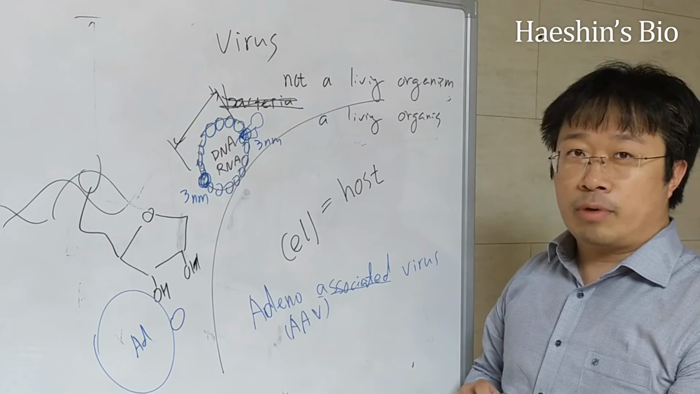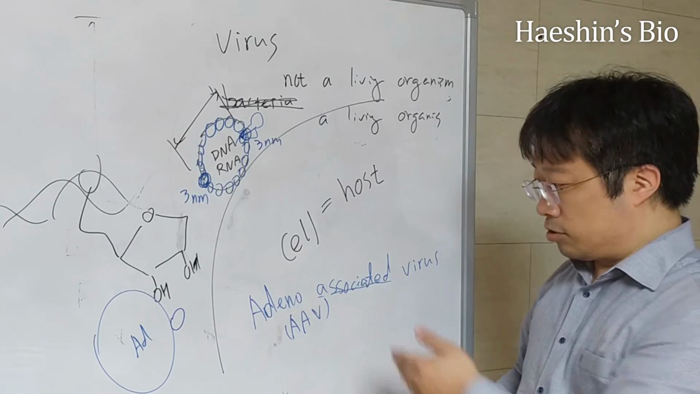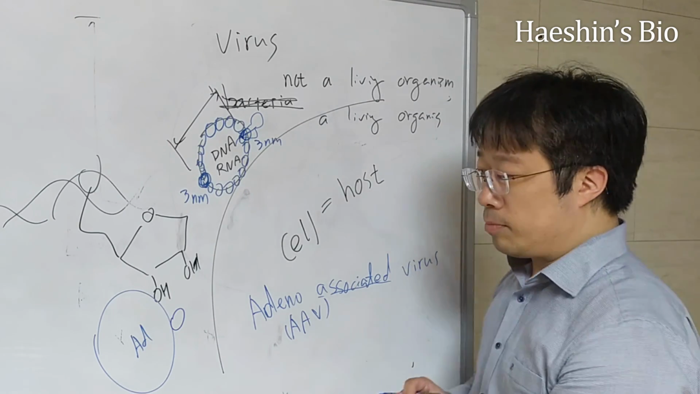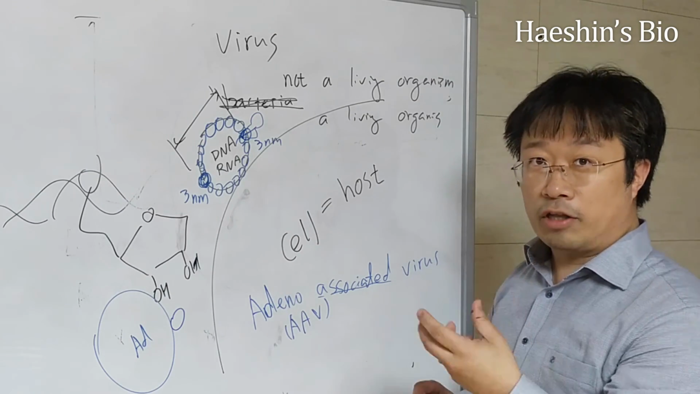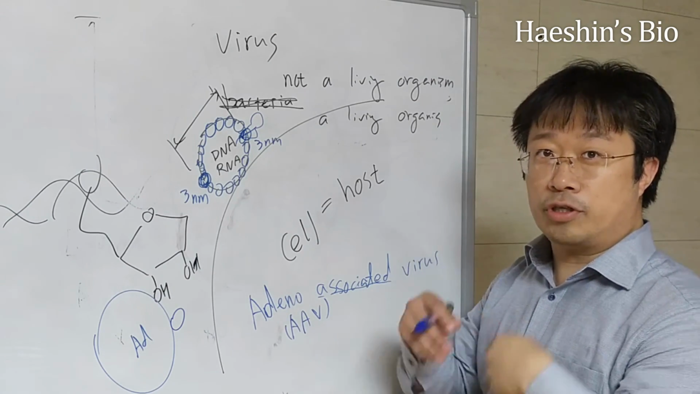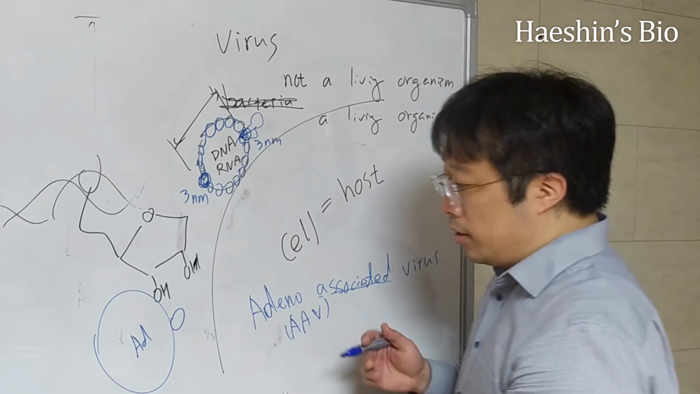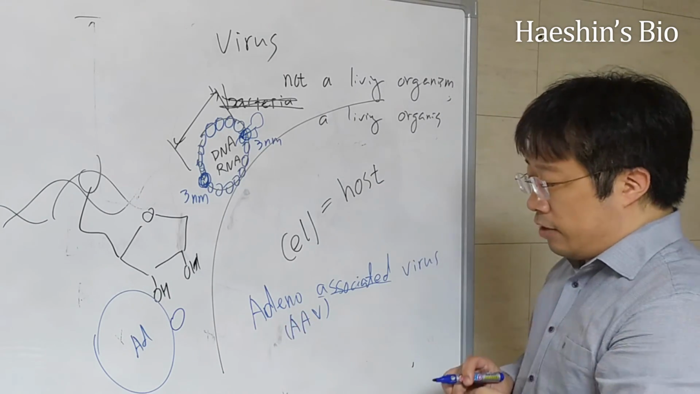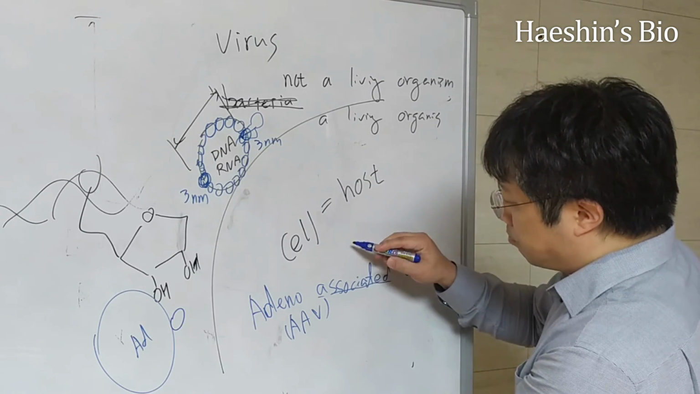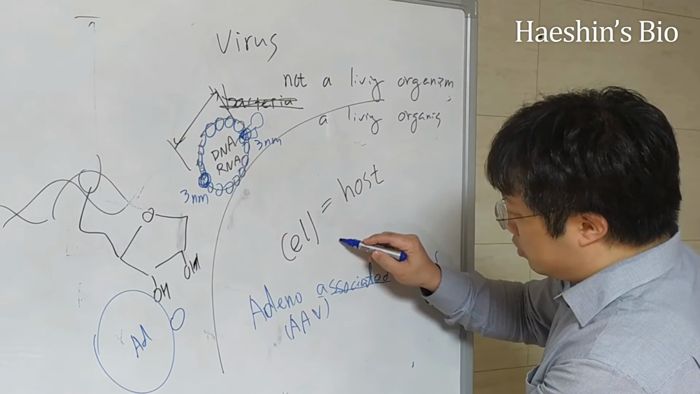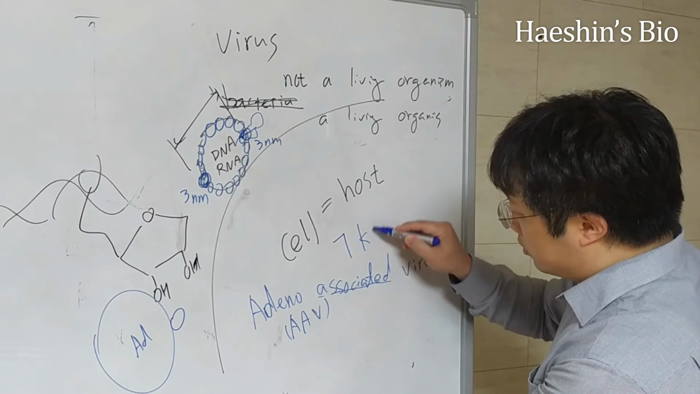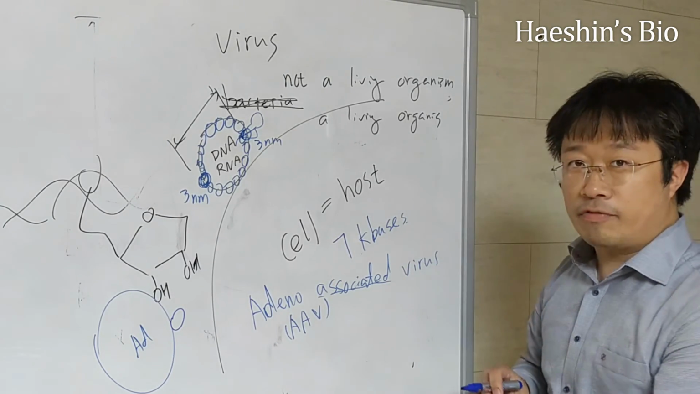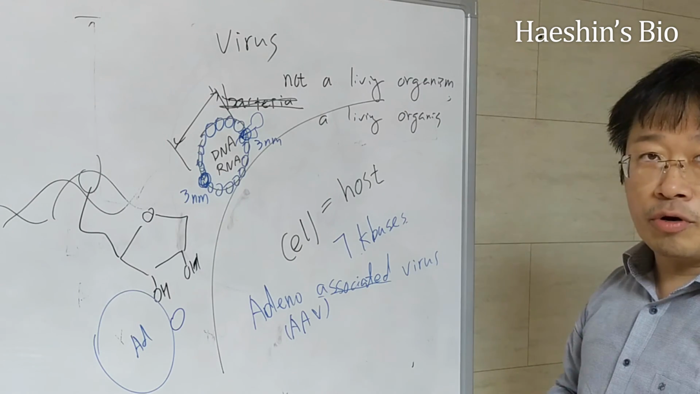Probably in the worldwide population, more than 60% of people already have adeno-associated virus in their body. So this is not harmful. That's why people use this virus as a vector to incorporate their useful gene and deliver it to our body. Anyway, this adeno-associated virus, which is AAV, has about 6 or 7 kilobases in DNA size. This is a DNA virus, not an RNA virus like a coronavirus.